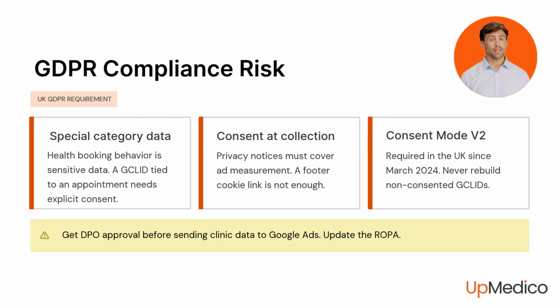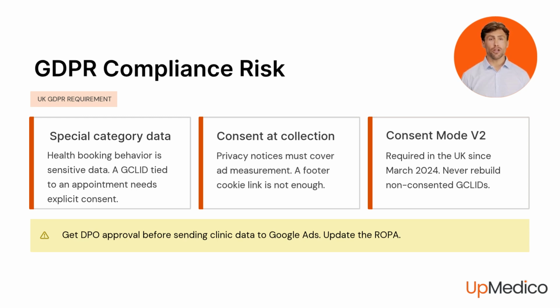Before you build anything, there is a compliance point you cannot skip. Offline conversion tracking in healthcare means connecting a Google Click ID, a GCLID, to what happened later in the clinic. That might be a booked consultation, an attended appointment, or a treatment deposit. At that point, the data you are handling may reveal something about the care a person was seeking. Under the UK GDPR, health-related data falls under special category data.